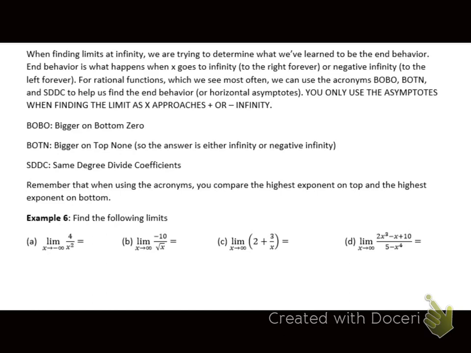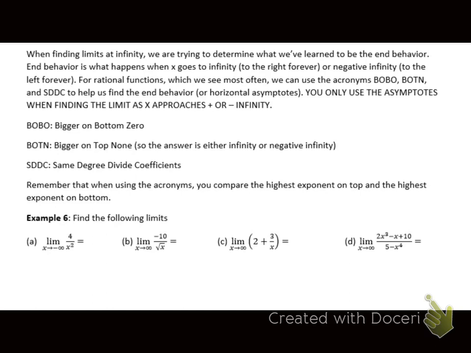In case you didn't know what those are, remember what you're doing is comparing the highest exponent on top and the highest exponent on the bottom. If it's bigger on top, the answer is none, so it's either infinity or negative infinity. If it's bigger on bottom, it's just 0. And if it's the same degree, then you divide the coefficients. So, examples of all of these will follow.